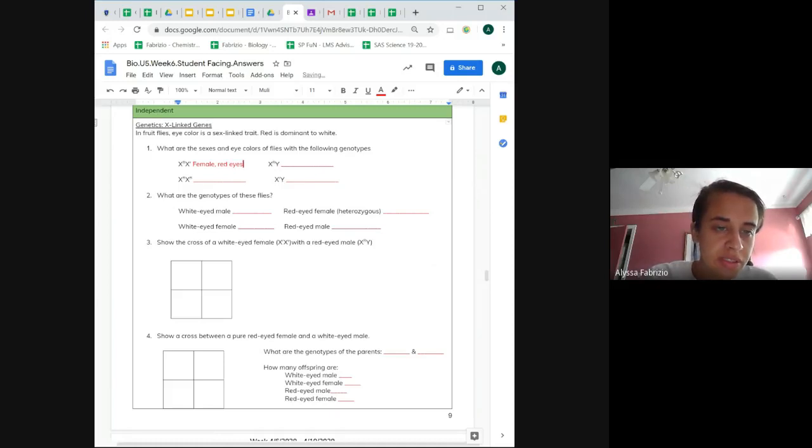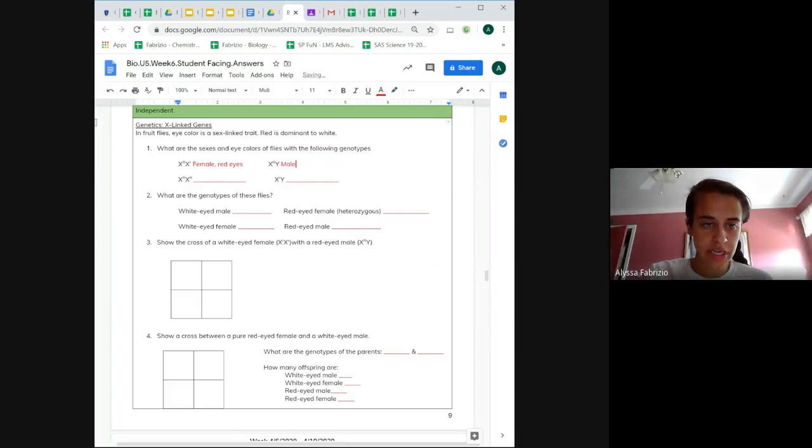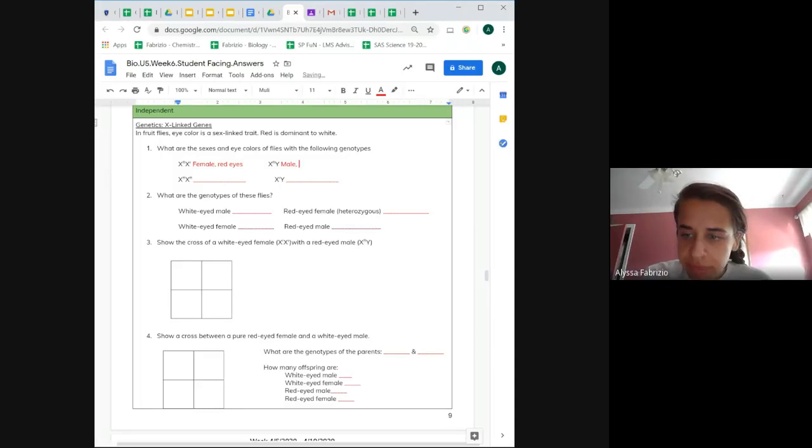What about an X capital R with a Y? Is that male or female? That's a male. Great. And does he have red or white eyes? Yes, he'd have red eyes, right? Because he has this capital R signifying the dominant allele, which is red.